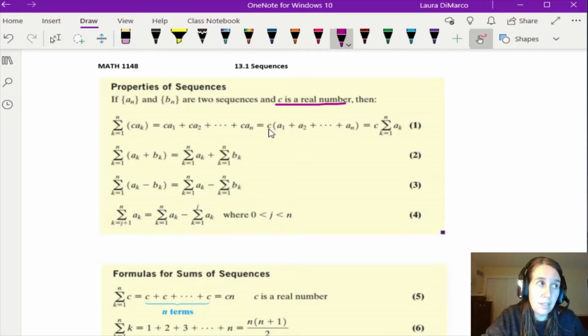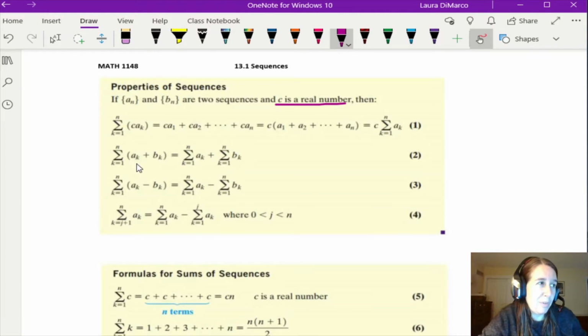So this is the same as C times the summation. So sometimes that makes it easier because that real number, we don't need to multiply it by each term. We can just find the whole sum and then multiply it by that number. Okay, so that's the first property. The second property says if we have a sequence that actually has like one sequence and another sequence added, then you can separate those into two summations. So that will be easier.